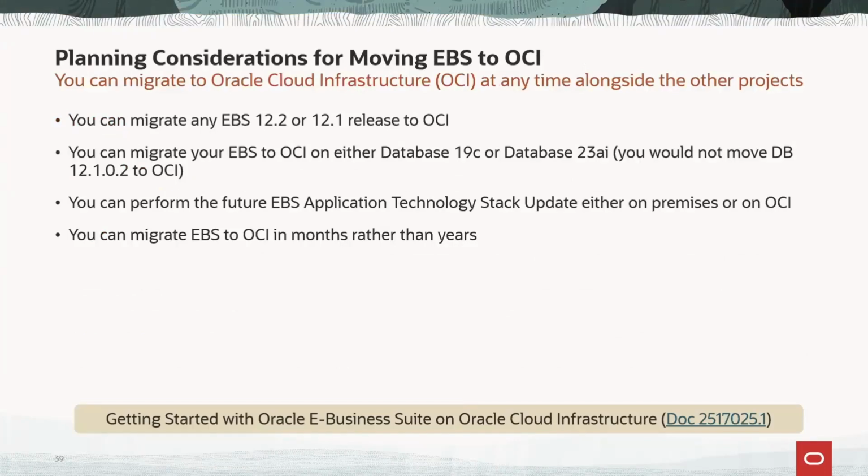So to summarize, the main planning considerations around moving your eBusiness Suite to OCI is that you can migrate any eBusiness Suite 12.2 or 12.1 release to OCI. You can migrate your eBusiness Suite to OCI on either Database 19C or Database 23AI. You can perform the future EBS application technology stack update either on premises or on OCI. And again, you can migrate eBusiness Suite to OCI in months rather than years.